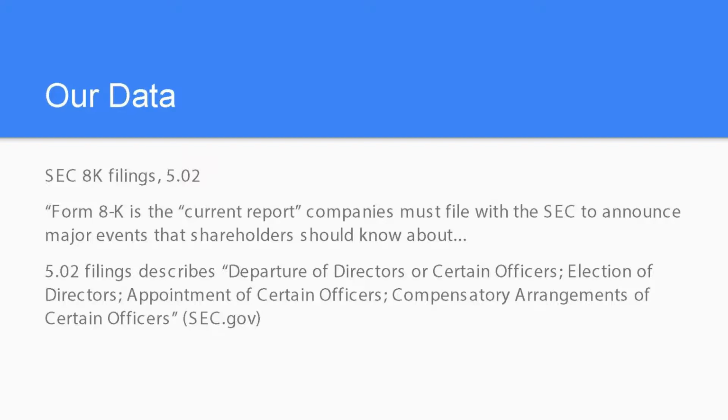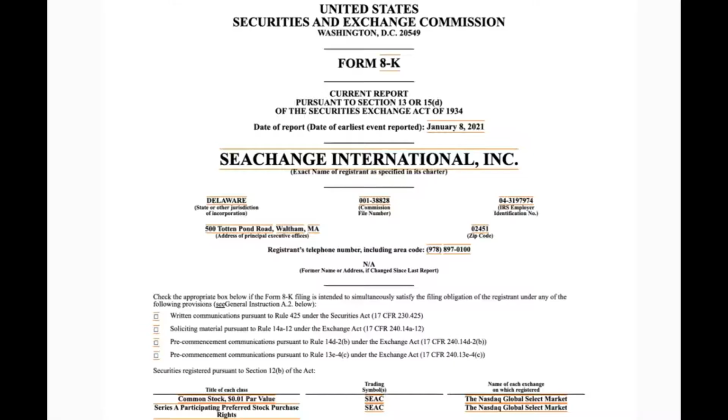So I had 2 years worth of all those filings, and we had to then narrow it down by just the 5.02s, and then narrow it down again by just the ones that talk specifically about CEO departures. So we weren't interested in CFOs, VPs, board members, and things like that.